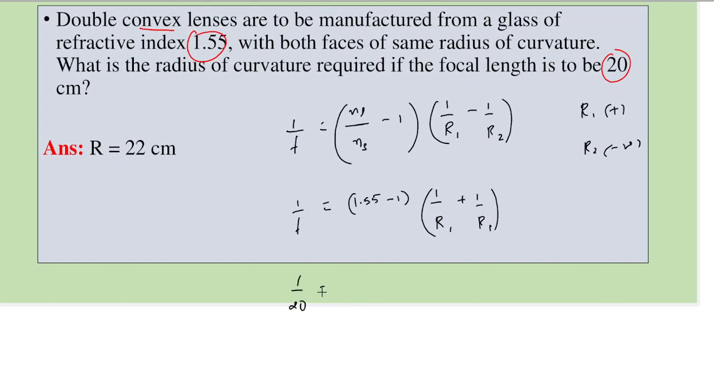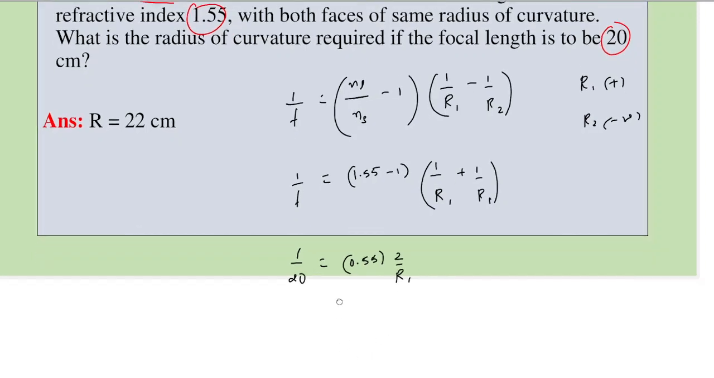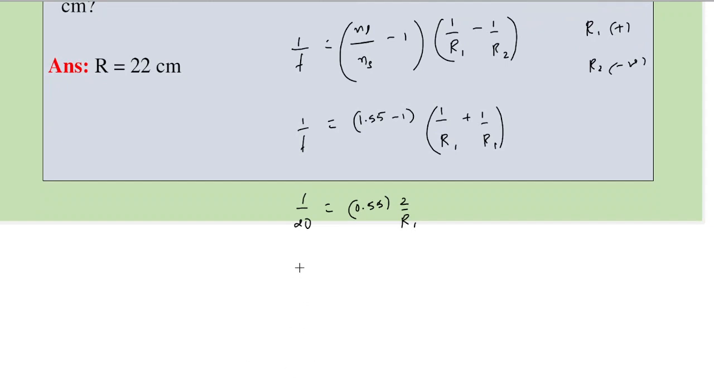So 1 by 20 is equal to 0.55 into 2 by R1. From here R1 is equal to 0.55 into 2 into 20. This will be 40 into 0.55, that is equal to 22 centimeter. This is the same as R2. So the answer would be 22 centimeter.